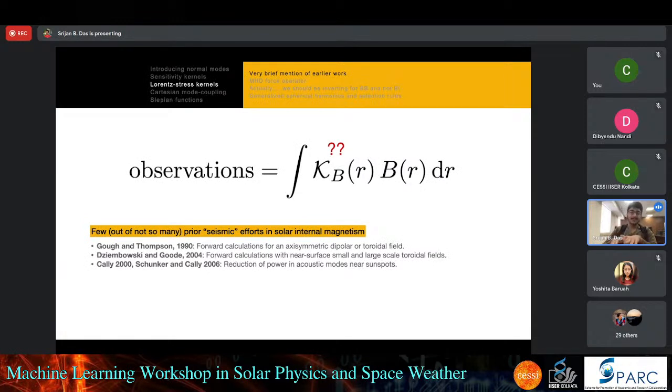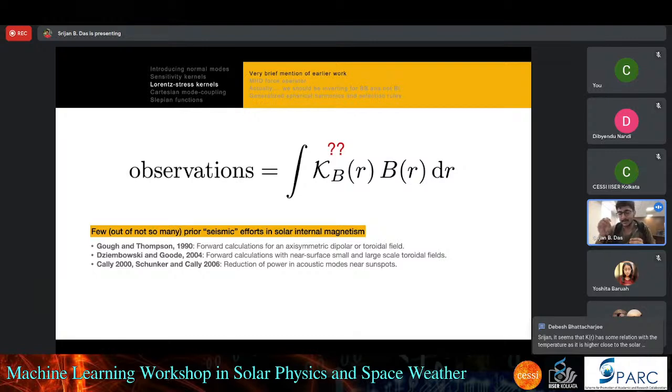That is not to say that we are the first people to do this. Of course not. People have tried this before, and there have been very notable contributions from Gough and Thompson in 1990, where they take axisymmetric fields of very precise geometrical structures like dipole or toroidal, and they do a forward calculation. By forward calculation, I mean, let's say you have a simple forward model, which is y equals mx plus c, which is a straight line. And you want to infer the slope, which is m, and the intercept, which is c.